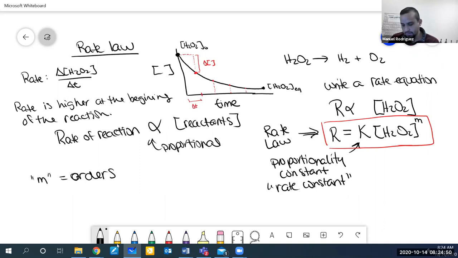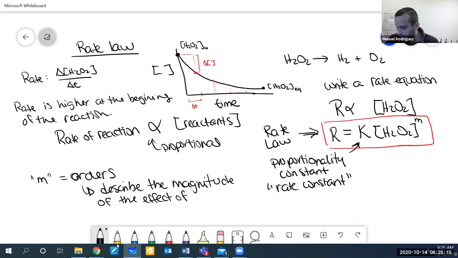And the orders just basically describe the magnitude of the effect of changing concentrations on the rate.